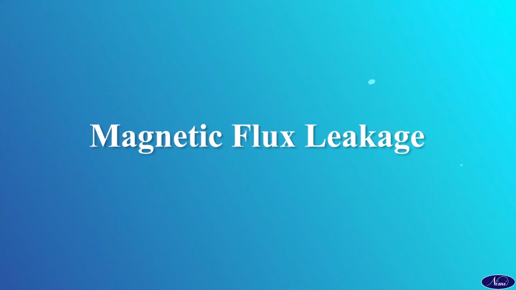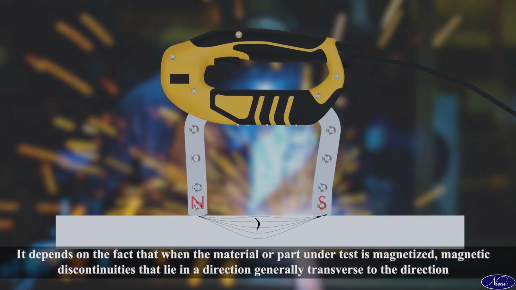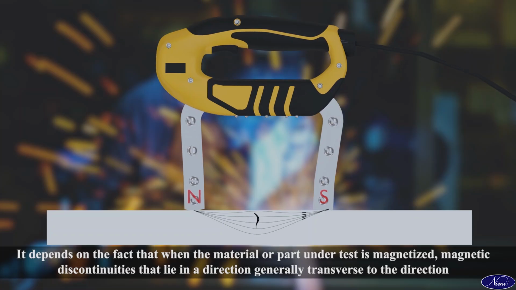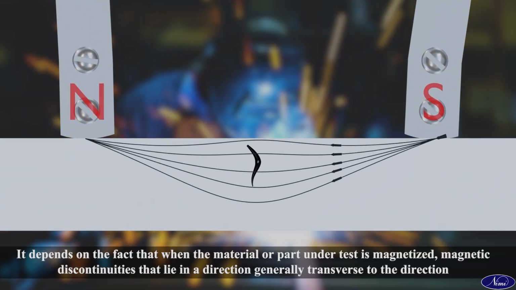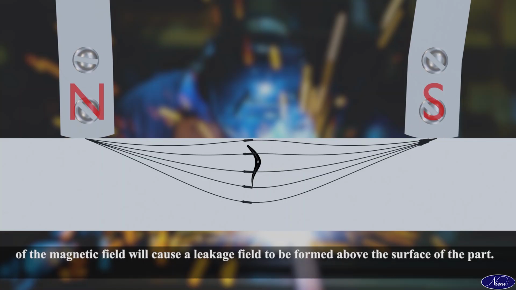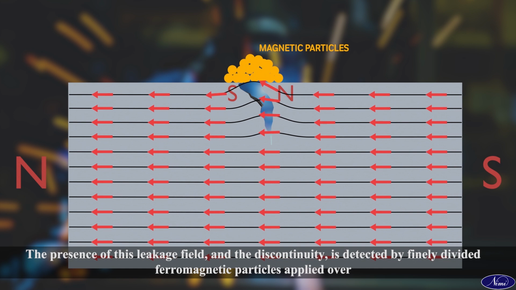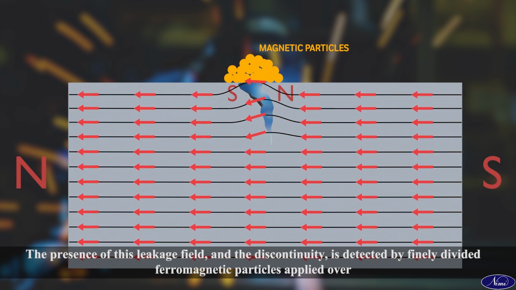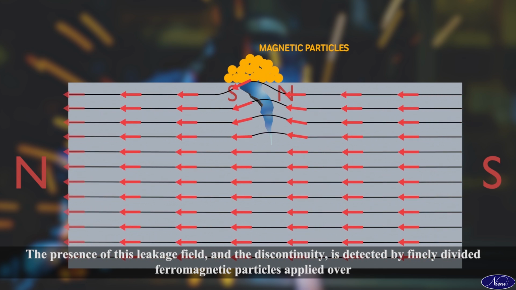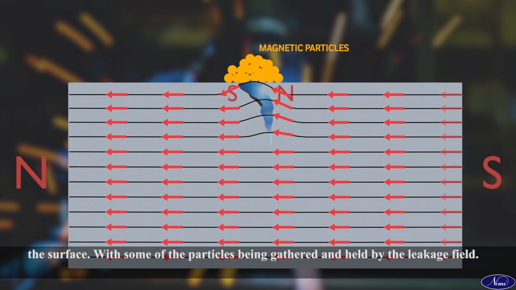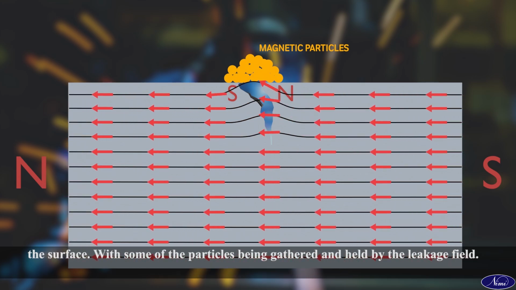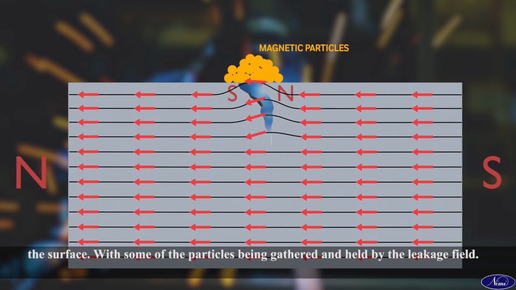Magnetic flux leakage. It depends on the fact that when the material or part under test is magnetized, magnetic discontinuities that lie in a direction generally transverse to the direction of the magnetic field will cause a leakage field to be formed above the surface of the part. The presence of this leakage field and the discontinuity is detected by finely divided ferromagnetic particles applied over the surface, with some of the particles being gathered and held by the leakage field.